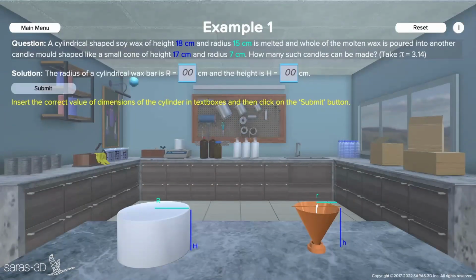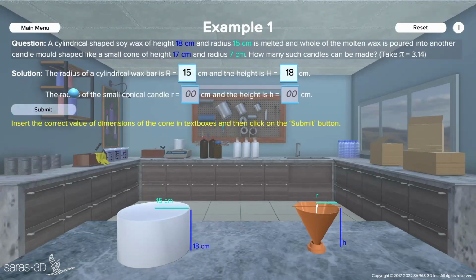The radius of the cylindrical wax bar is 15 centimeters and the height is 18 centimeters. We have kept capital R and capital H because these are the radius and height of the cylinder. Now, in the same way, the radius of the small conical candle, which we have kept as small r, is 7 centimeters and the height, small h, is 17 centimeters.